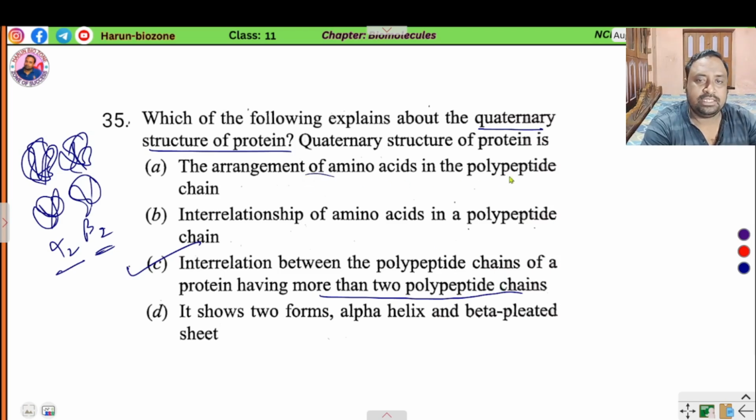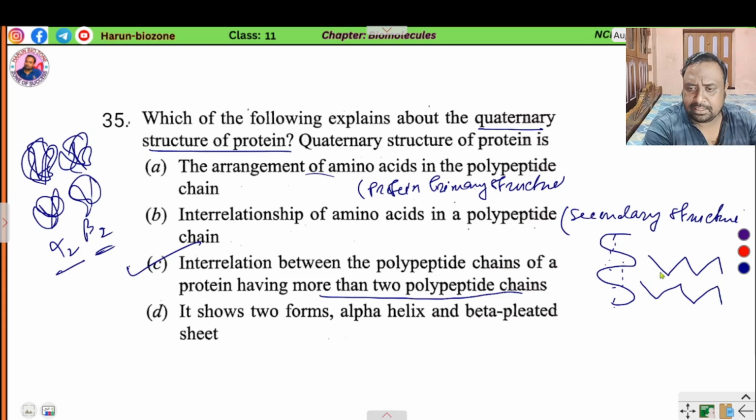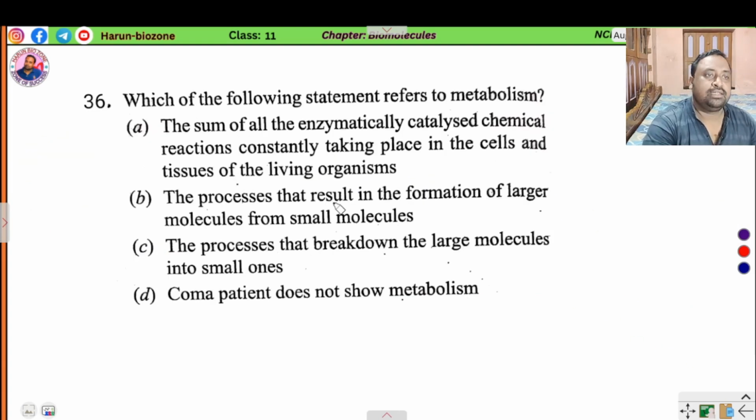The arrangement of amino acids in the polypeptide chain, this is a single chain protein, primary structure. Interrelationship of amino acids in a polypeptide chain, this is secondary structure. That is interrelationship. This is alpha helix or beta sheet. It is called the secondary structure of protein. So the correct option is interrelationship between the polypeptide chains of a protein having more than two polypeptide chains, that is quaternary structure. 36 number, which of the following statements refers to metabolism?